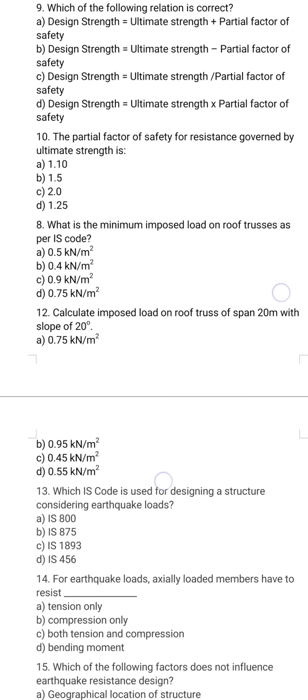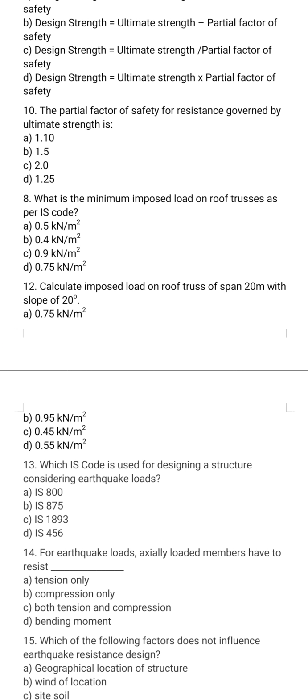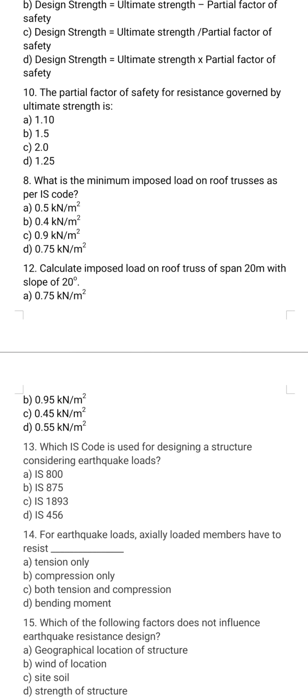So question number, here it is written 8, but this is question number 11. This is my fault. What is the minimum imposed load on roof trusses as per IS code? As per IS 875, the minimum imposed load on roof should be 0.4 kilonewton per meter square. For sloping roof up to 10 degree, the imposed load is taken as 0.5 kilonewton per meter square. Remember, for sloping roof up to 10 degree.